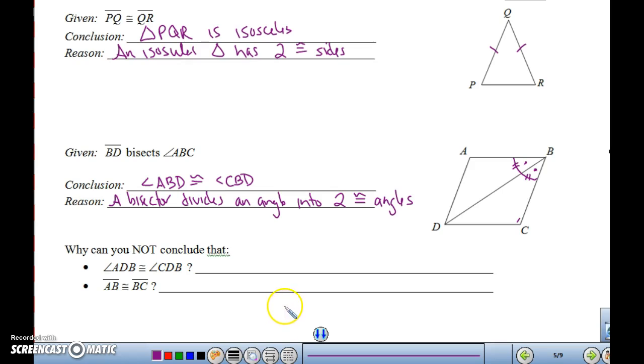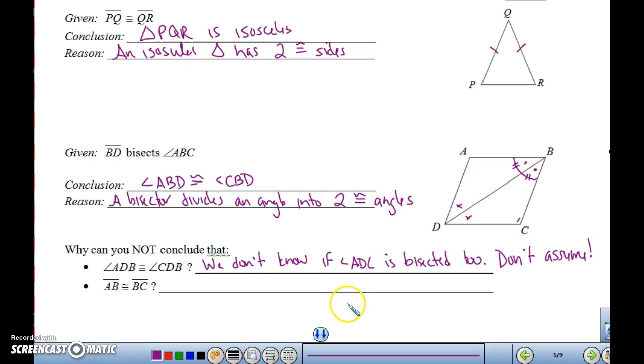All right, now be very careful. Why can you not conclude that ADB is congruent to CDB? This angle and this angle right down here. Are they congruent? Well, they could be, but do we know for sure? We don't have anything that says that ADC is bisected. So we don't know for sure if angle ADC is bisected too. It might be, but we don't have anything to prove that. So we can't assume. Don't assume it is because it looks like it is. You can't say something is true unless you can prove it.